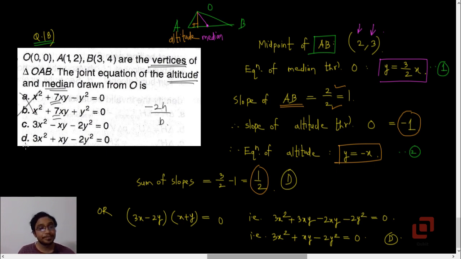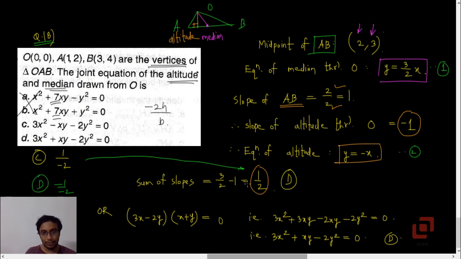Let's go to C now. The sum of the slopes is -2h upon b. So for option C, -2h will be 1, b is -2, so that is -1 upon 2, and this is not what we want. We want the sum to be 1 upon 2, isn't it? So it must be option D. You can check it now. Here the sign of 2h has changed. For C it was a minus sign, now it is plus. So -2h will be -1, upon b is -2. So 1 upon 2, option D.